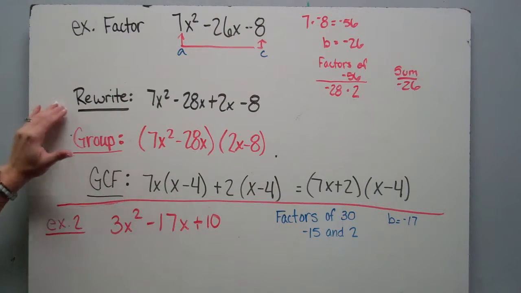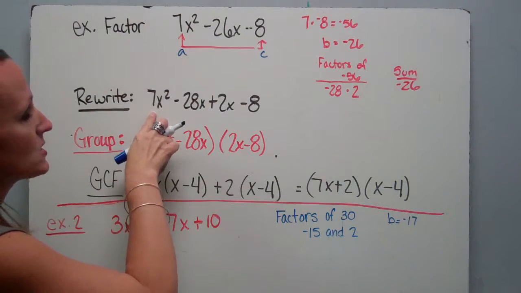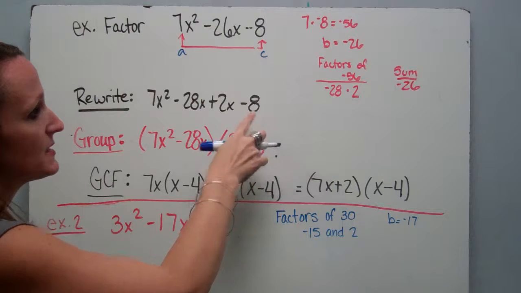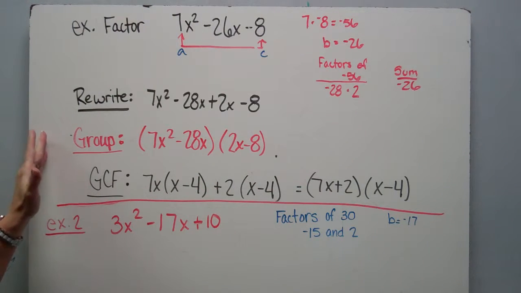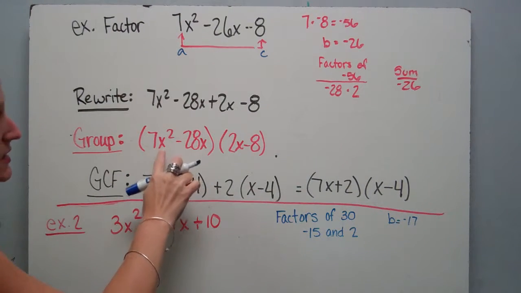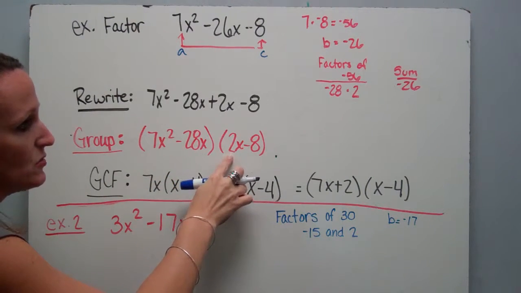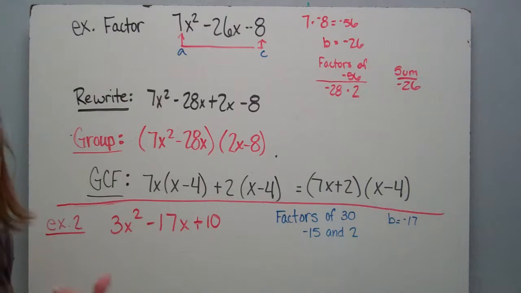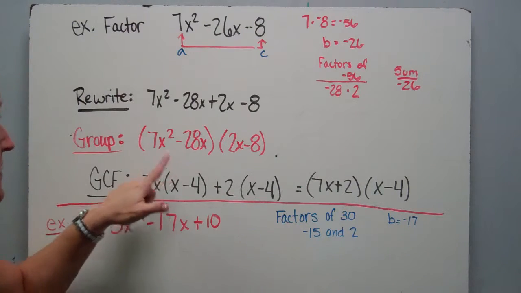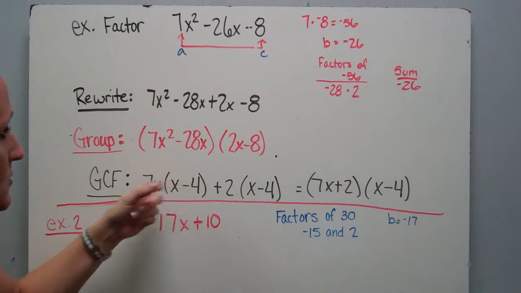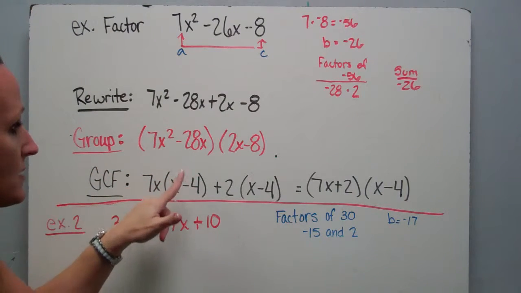So let's rewrite it. 7x squared minus 28x plus 2x minus 8. Okay? Group it. 7x squared minus 28x, and 2x minus 8. What do they have in common? These both have a 7 and an x. When I pull it out, I'm left with x minus 4.